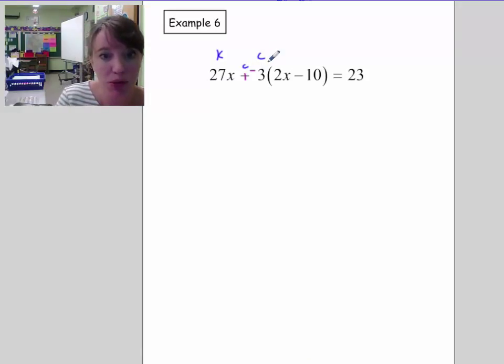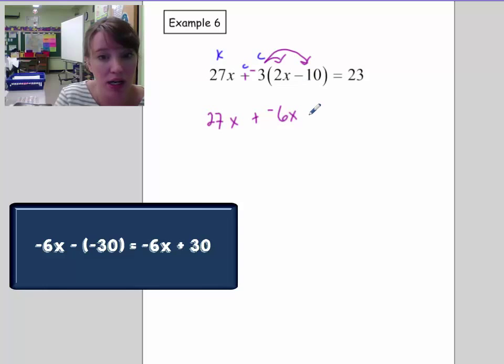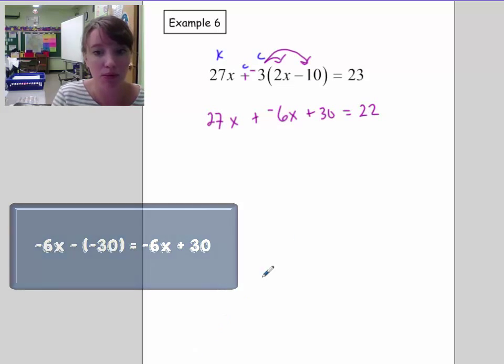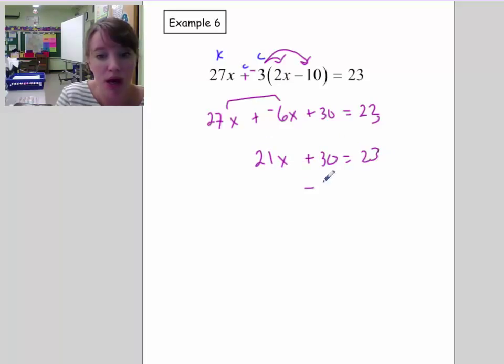Now when you distribute, you're distributing the negative 3 into the terms here. So you have 27x plus, this would be negative 6x, and this negative 3 times 10 is going to be negative 30, but in conjunction with this subtraction sign, it's going to be positive 30. And that's equal to 23. Okay. Now here I can add these two together to get 21x plus 30 is equal to 23.